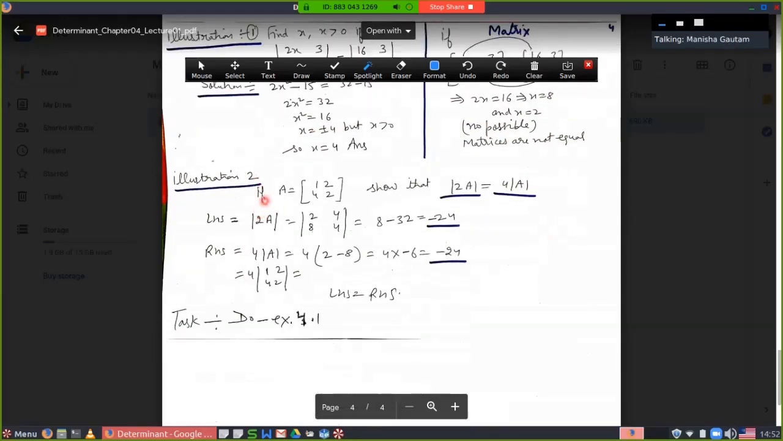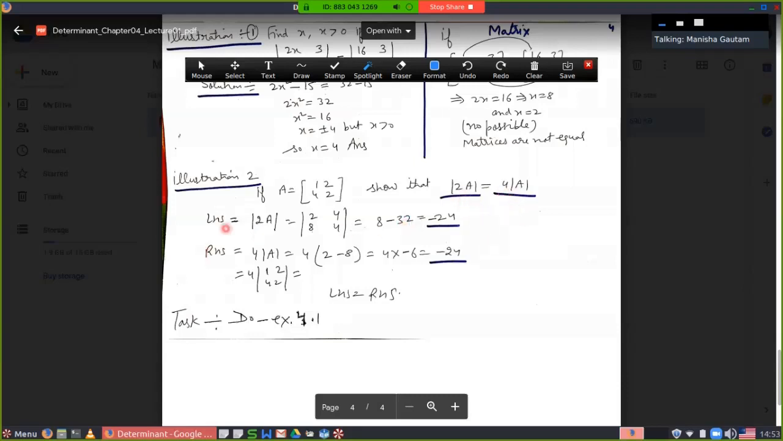Here it is written: matrix A is equal to 1, 2, 4, 2. These are the elements of a 2 by 2. Show that the determinant of twice of matrix A equals, on the right hand side, 4 times the determinant value of A. You will get the same values on left and right sides.